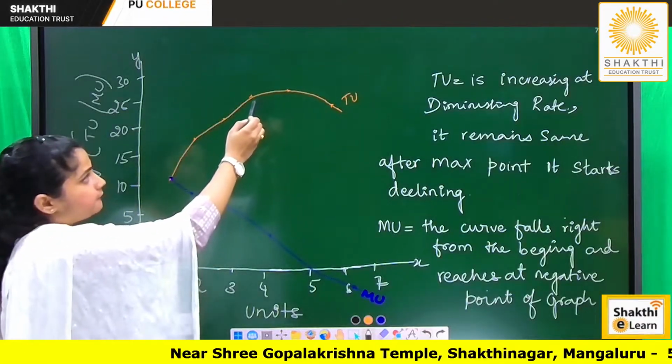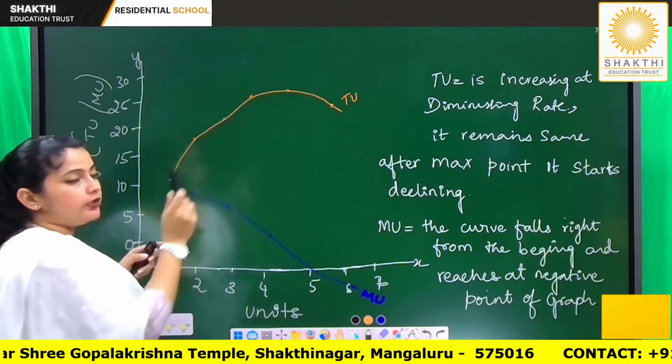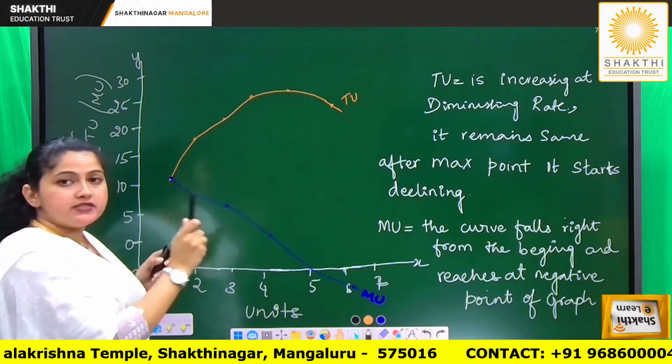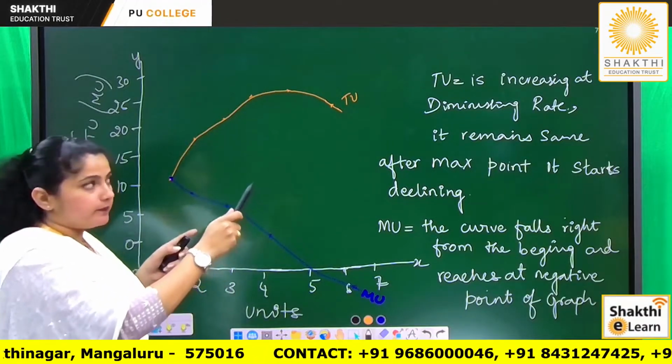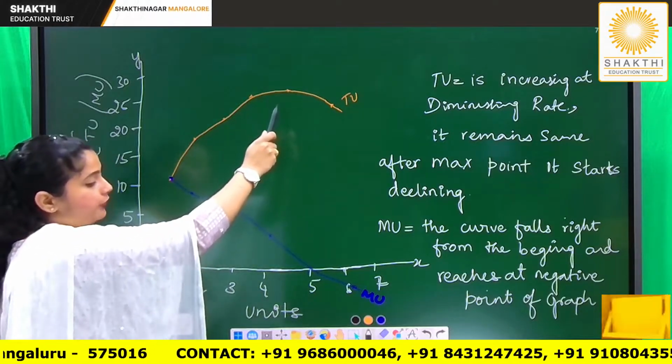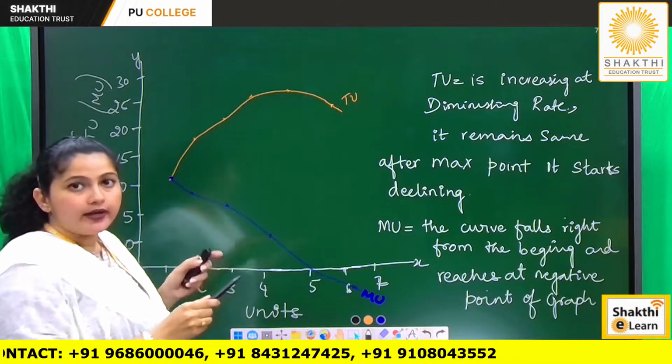Till the point of 4, the total utility is increased. At the point of 5, the total utility remains the same, or it remains constant. And once it reaches the point of maximum, that is, once it reaches the point of 5, the next unit, the total utility is falling down. It is going to diminish.